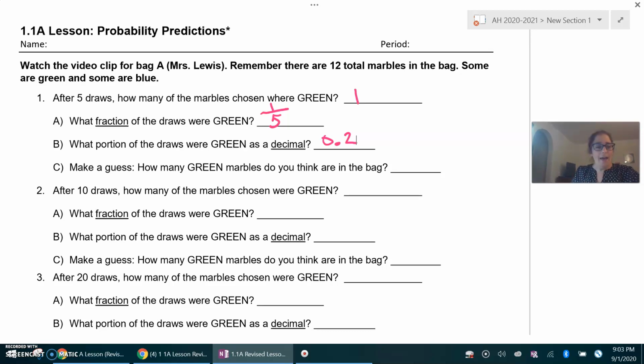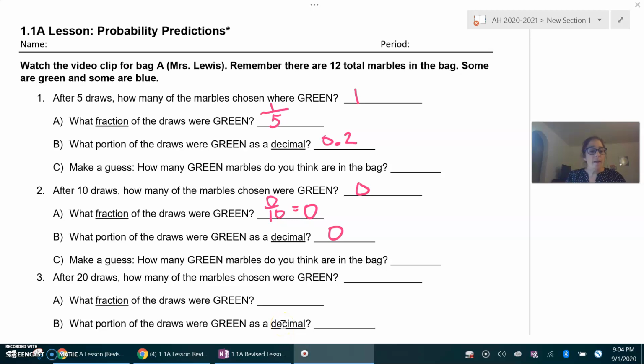So we're going to go ahead and look after 10 draws, how many of the chosen marbles were green. So for us, it was 0. So the fraction is still just 0, or you would have 0 over 10, which we would reduce to be 0. As a decimal, it's 0, and we're going to go ahead and pause and let you make a guess as to how many green ones you think there are now.